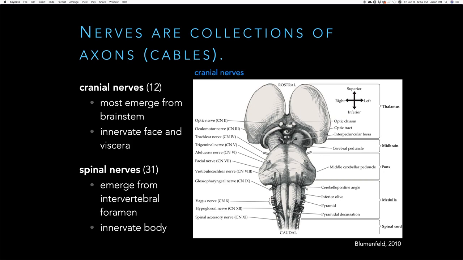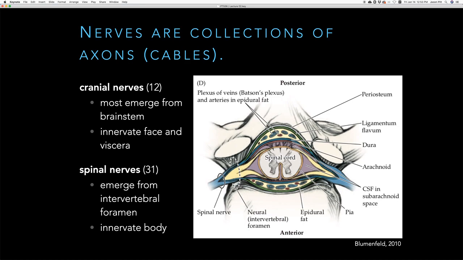The cranial nerves, as you might imagine, innervate the face. Cranial nerve 10 also innervates the viscera, so that'll hit our lungs, heart, GI tract as well. And cranial nerve 11 innervates the shoulder and neck. The rest of the body is handled by the spinal nerves. Rather than arising from the brain stem, the spinal nerves arise from the spinal cord. This is a cross-section through the spinal cord. These spinal nerves exit through these spaces between the vertebrae, called the intervertebral foramen.